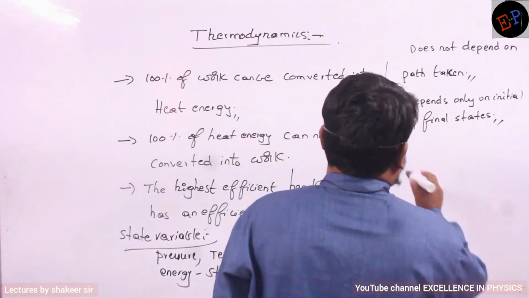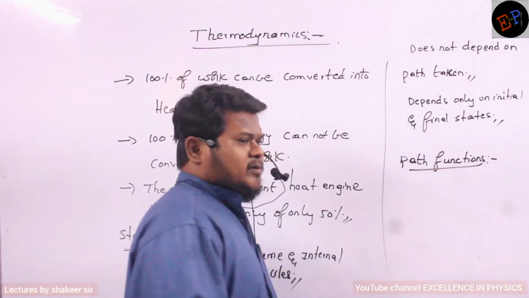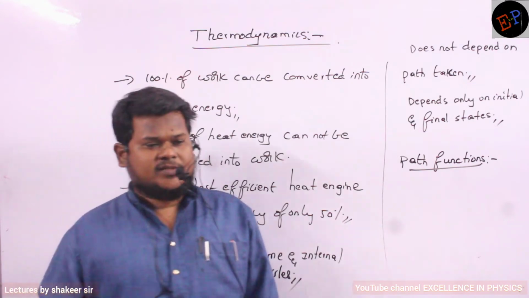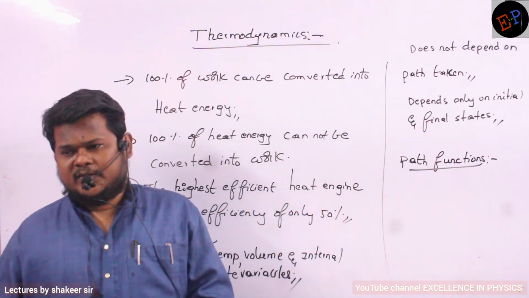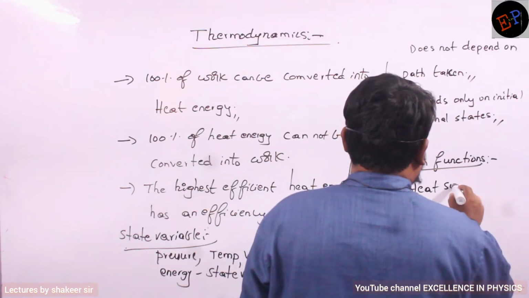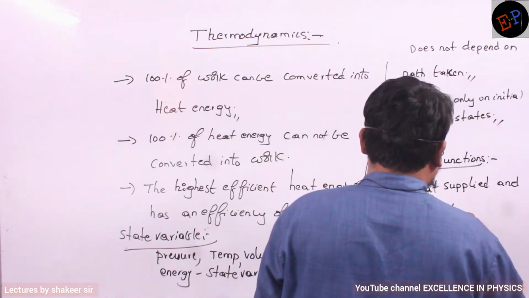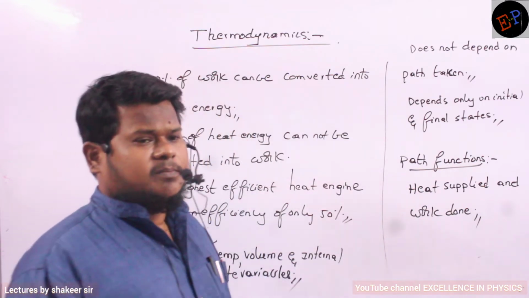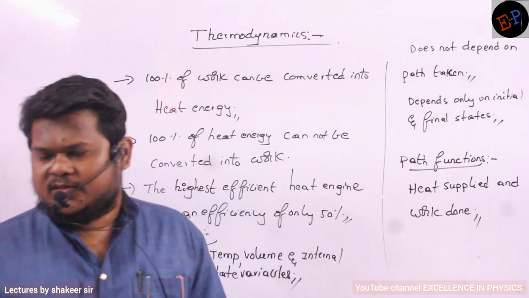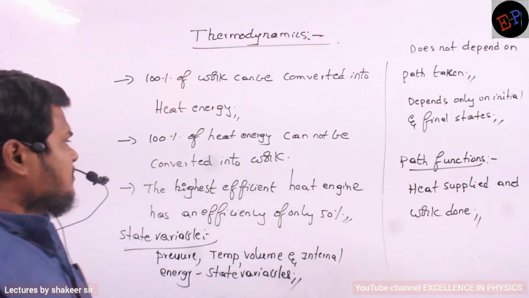Then we have path functions. What is meant by path functions? They depend only on the path in which we are heating the gas. There are many types of processes: isothermal process, adiabatic process, isochoric process. All these are different processes in which we can heat a gas or cool a gas. So they depend on the process. They are heat supplied and work done. How much heat we are supplying and how much work is done depends purely on the process in which we are heating or cooling this gas. Understood? Make a note up to here.